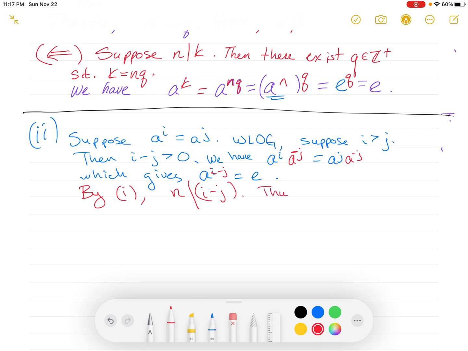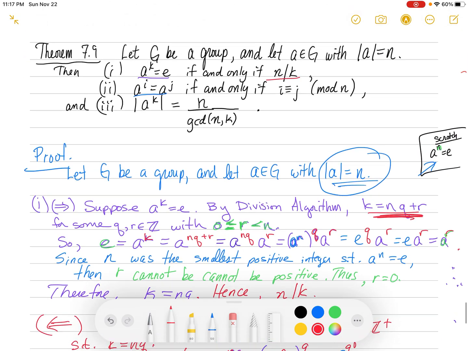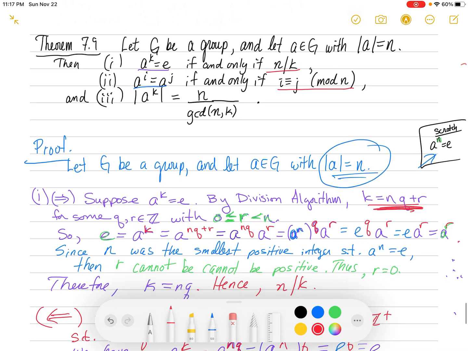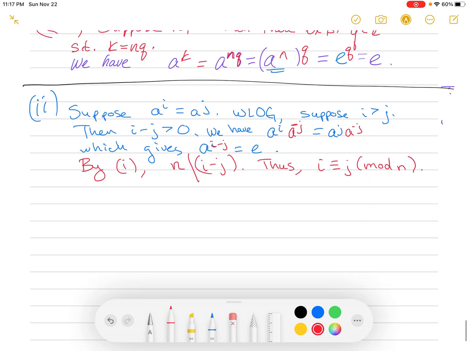In other words, i is congruent to j mod n. And that's what we wanted to prove, right? We wanted to prove i is congruent to j mod n. Now we want to go in the other direction. We're going to start with i congruent to j mod n, and we're going to try to prove a to the i equals a to the j. So this was the forward direction right here. Now let's do the backwards direction.